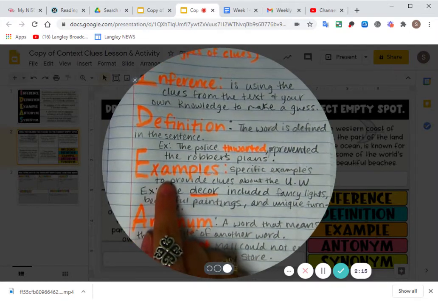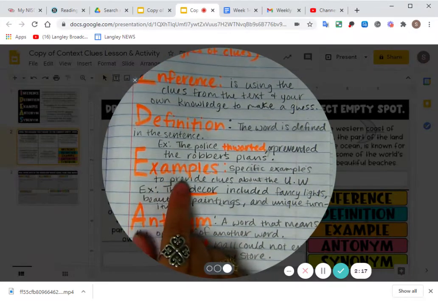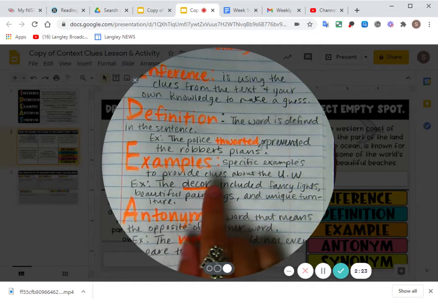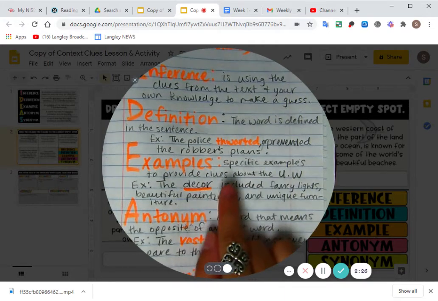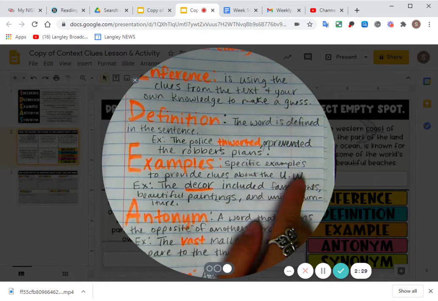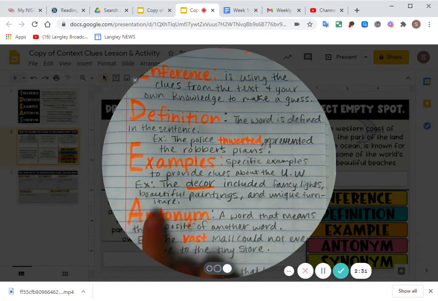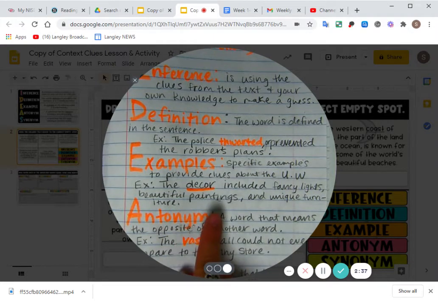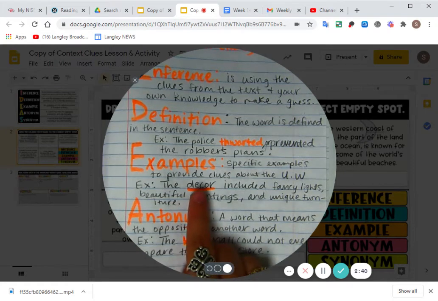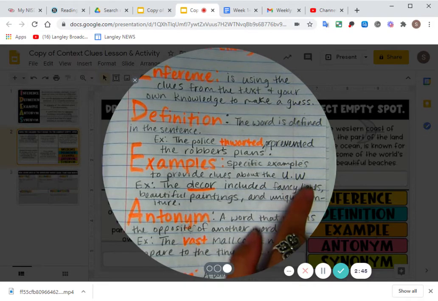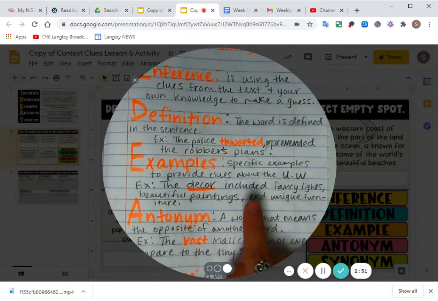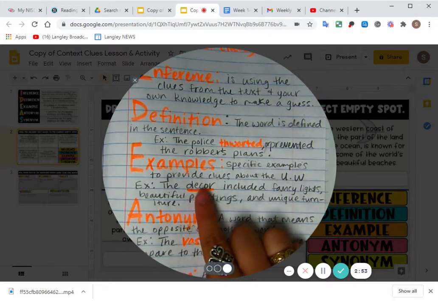Let's look at examples. Okay, this is another type of context clue that authors will give you sometimes in a sentence to help you figure out the meaning of a word. So examples are specific examples to provide clues about the UW, which means unknown word. I didn't have space to write it out. So let's look at this sentence. The decor included fancy lights, beautiful paintings, and unique furniture. So if decor is our unknown word and we don't know what that word means, in the sentence, fancy lights, beautiful paintings, and unique furniture, those are actual examples that can help us figure out the meaning of decor.